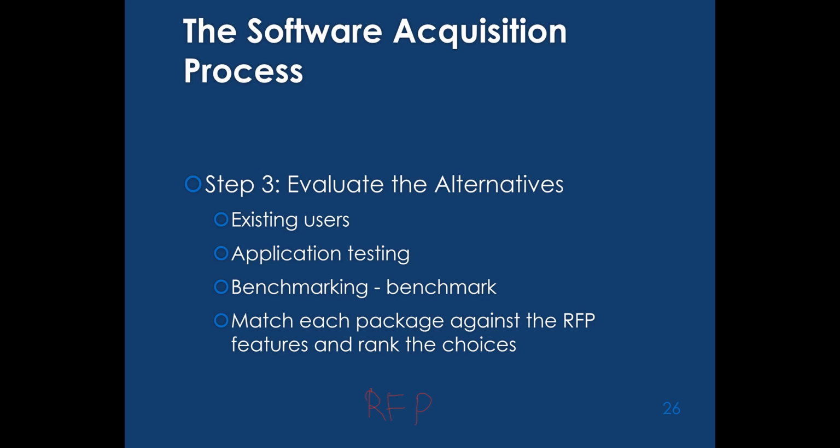For every company or vendor that you send to, you have to send the same request for proposal. That means when every company receives the same RFP, the things that they propose to you should come along with that RFP. Then you can compare them, match each package against the RFP features, and then rank the choices.